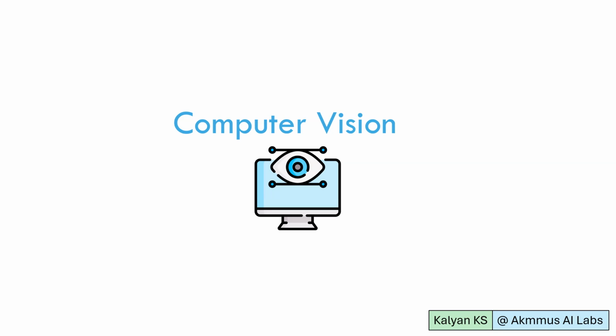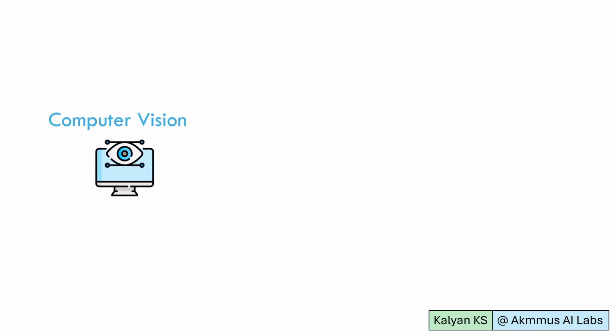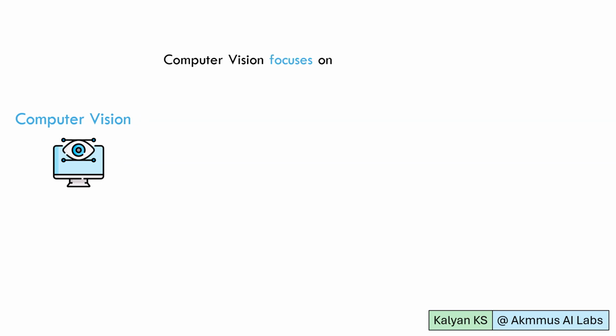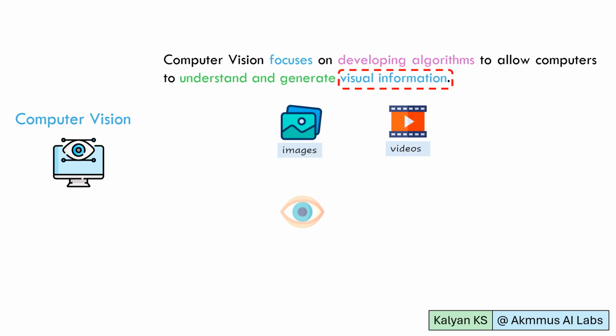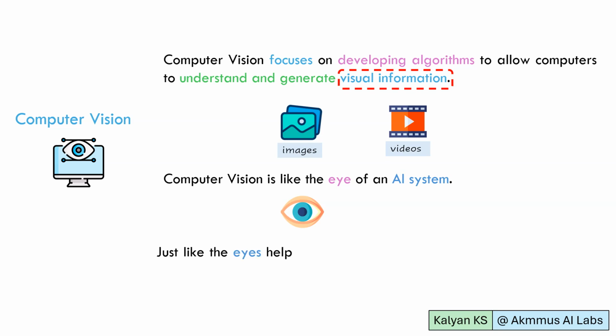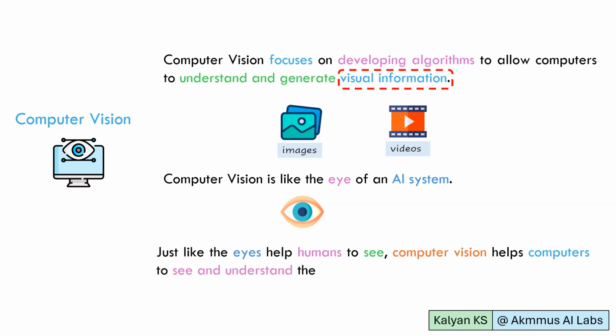Now, let us see computer vision. Computer vision focuses on developing algorithms to allow computers to understand and generate visual information. Here, visual information refers to images and videos. In simple words, computer vision is like the eye of an AI system. Just like the eyes help humans to see, computer vision helps computers to see and understand the visual world.